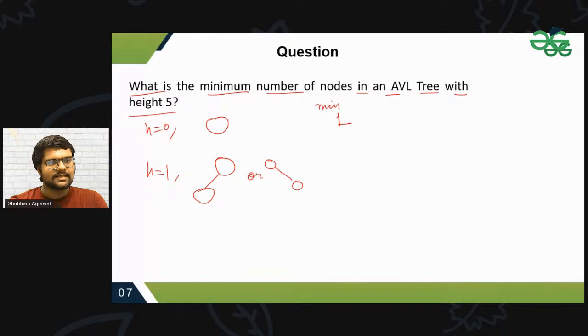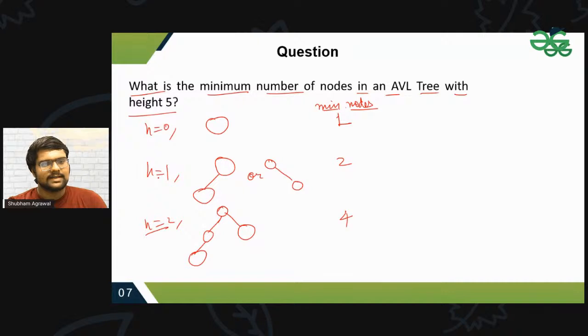For h equal to 2, we need at minimum 4 nodes for a valid AVL tree of height 2. So for height 5, how many minimum number of nodes are required? For a height equal to 2, we can easily compute it. But for the bigger heights, we have a formula to do it.